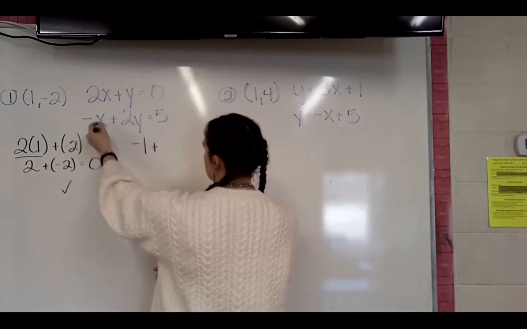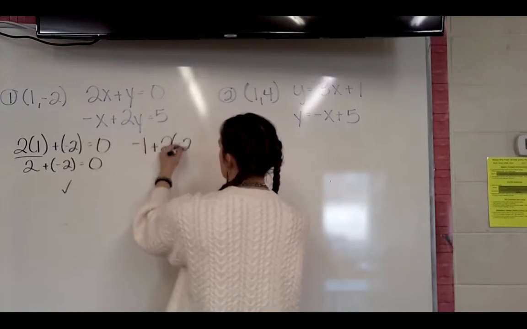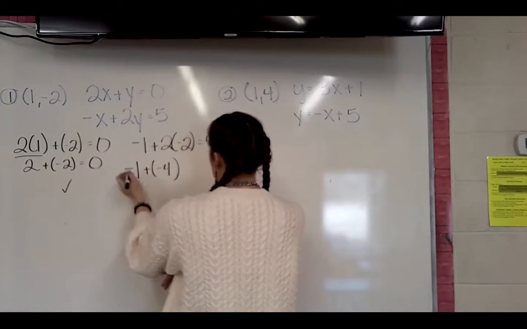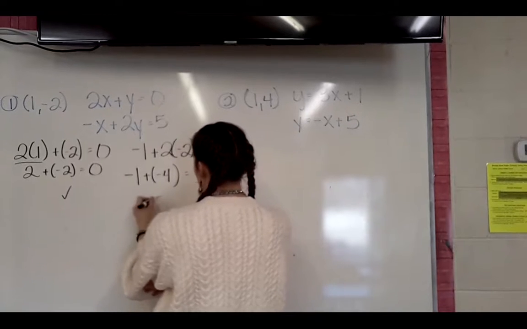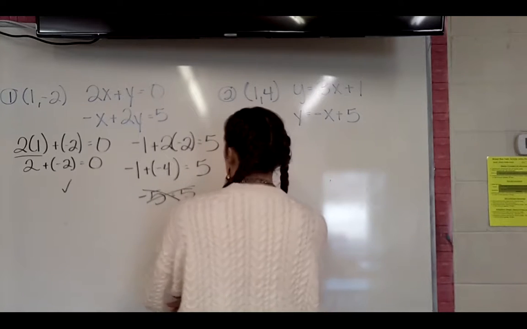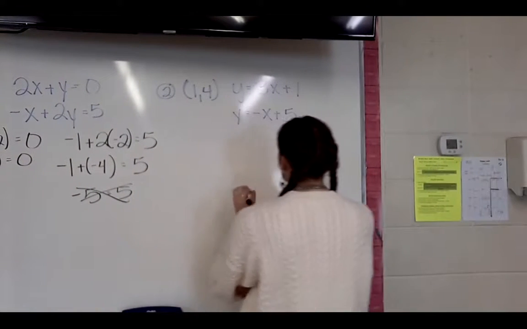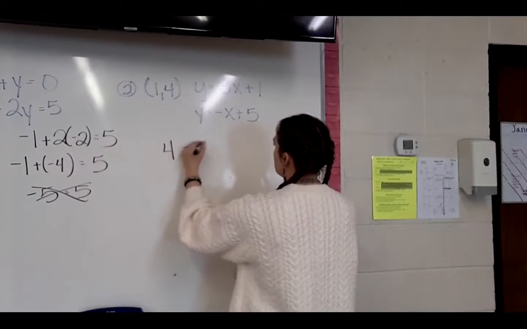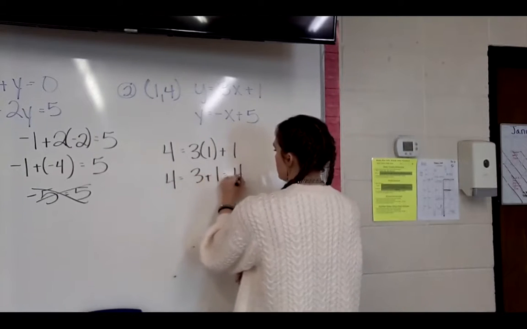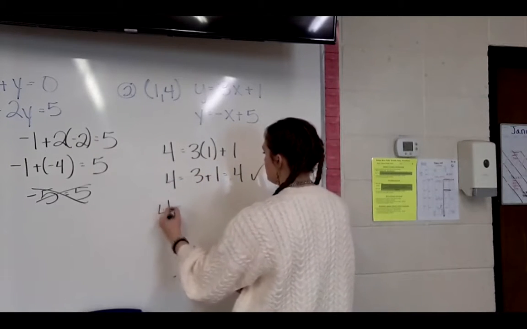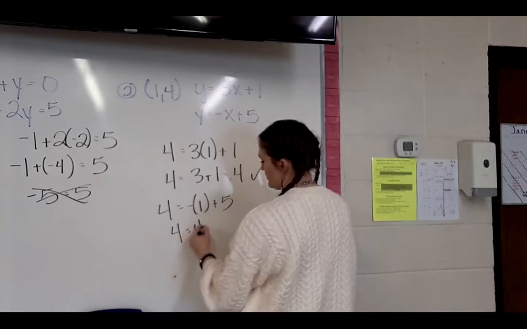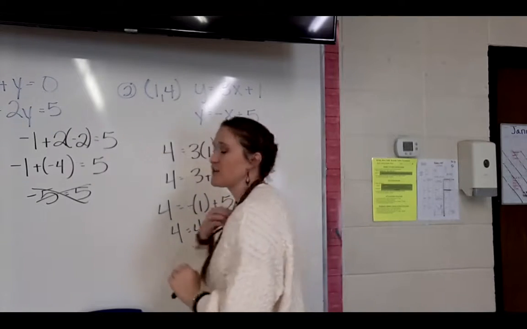Negative x, so when we plug 1 in for x, it stays negative 1. 2 times negative 2 is negative 4. Negative 1 plus negative 4 is negative 5. That does not equal 5. So only the first equation is a solution. Then on number 2, when I plug these in, 3 plus 1 is 4, so that one is a solution. Negative 1 plus 5 is also 4, so those are both solutions. All right, let's look at the next example.